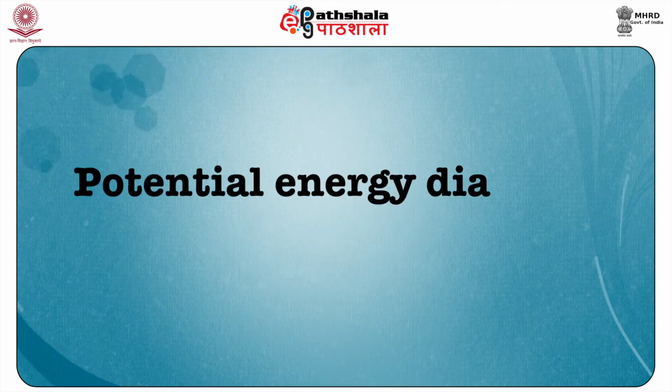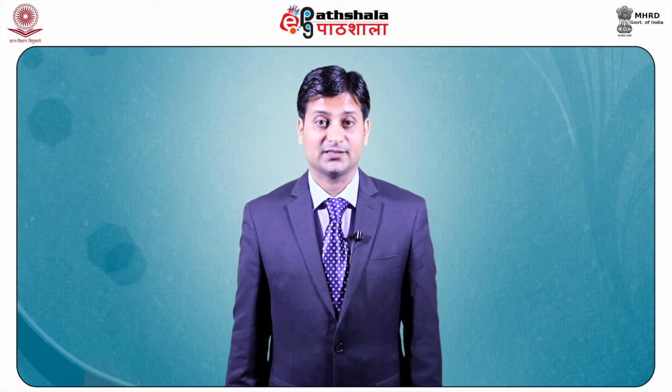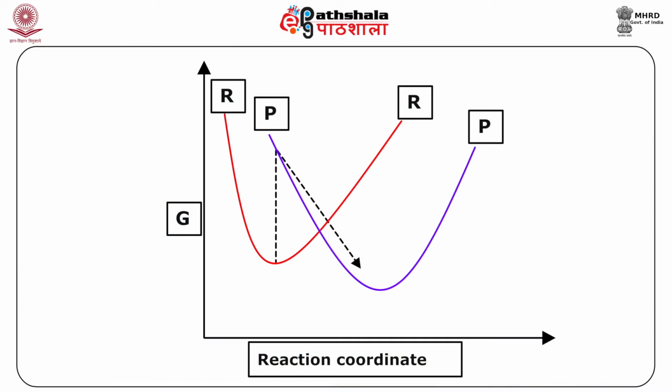So, let us talk about the potential energy diagram for such outer sphere kind of reactions. The coordinates taken are reaction coordinate versus G. If you see the potential energy diagram of such an electron transfer process, what happens? R denotes the potential energy surface of reactants plus environment, while P denotes the potential energy surface of the products plus environment. So, there is a role of both.